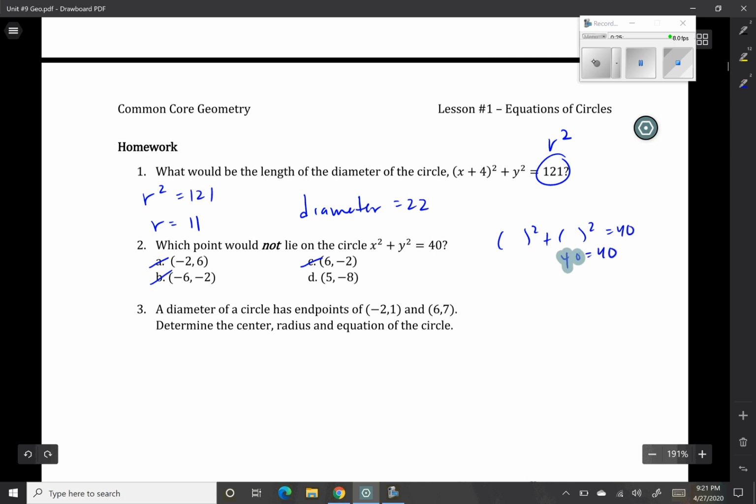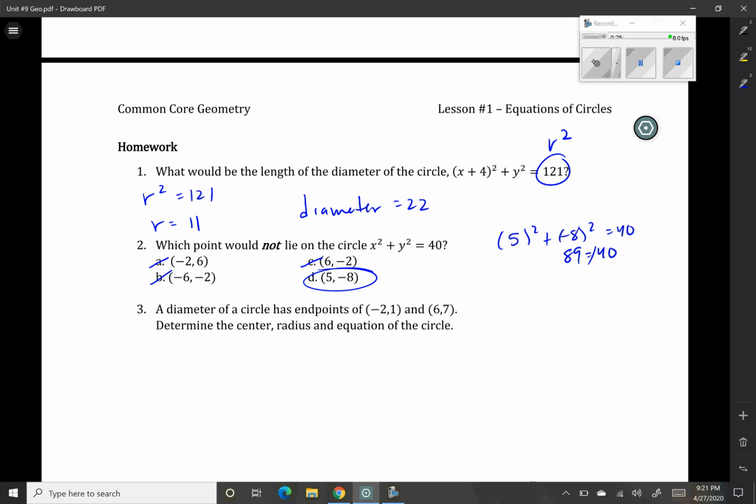It always winds up being the last one, right? So if I type in 5 and -8, 5 squared plus -8 squared, that's 25 plus 64, so that's 89. That's way bigger than 40, so D is the only one that's not on that circle.